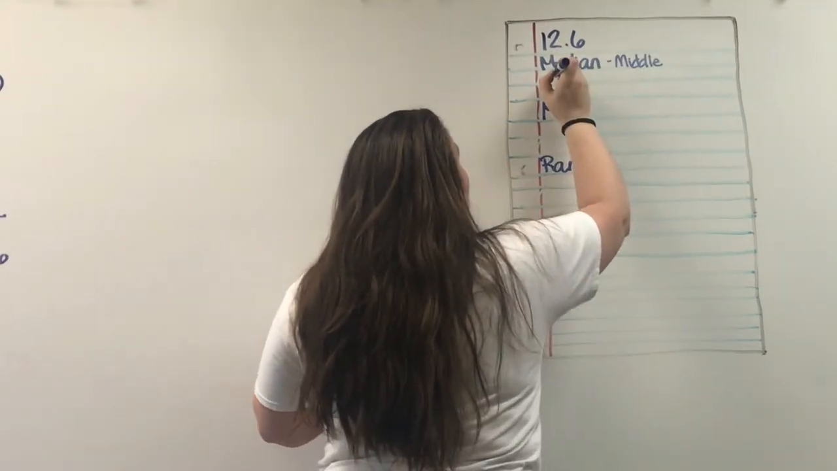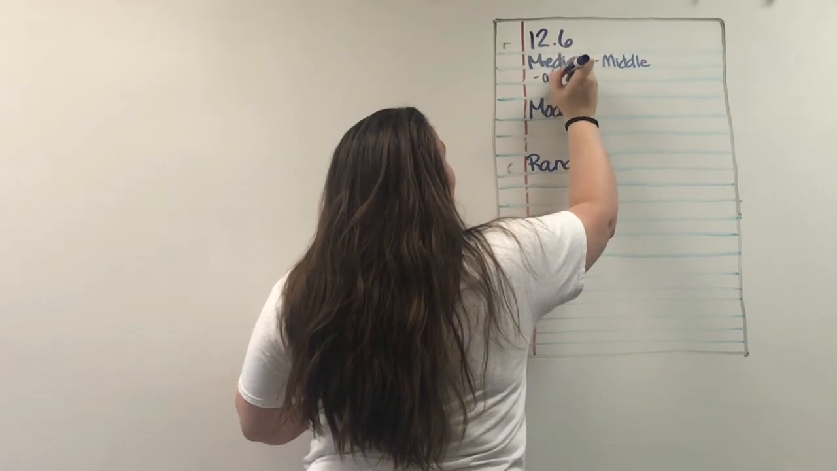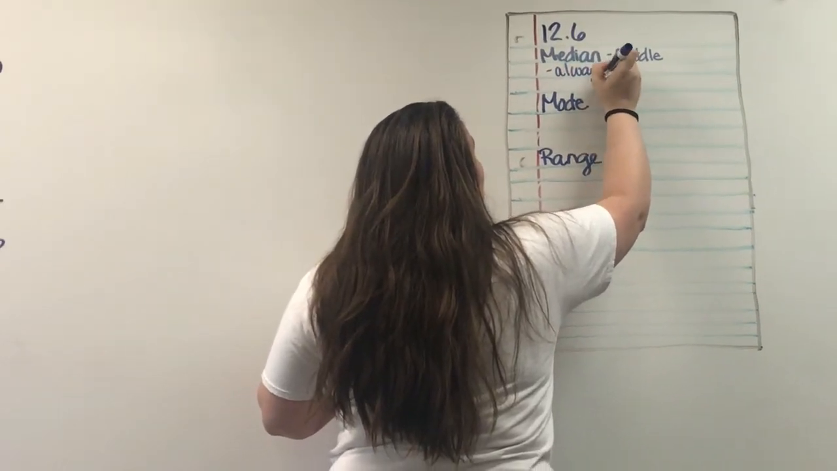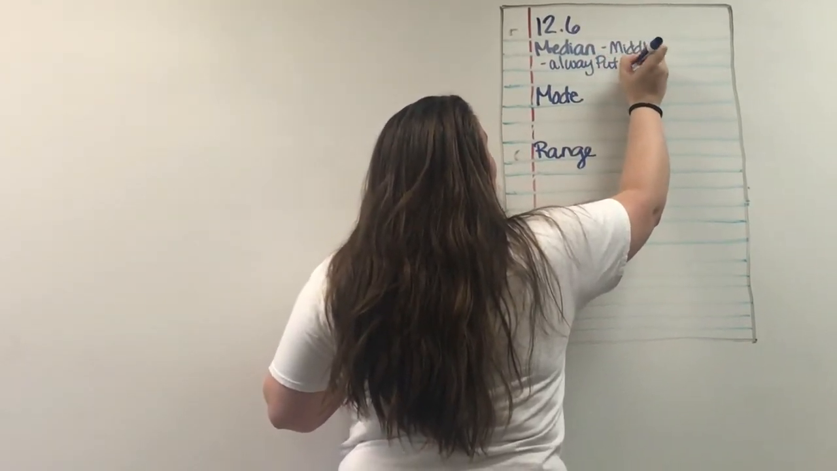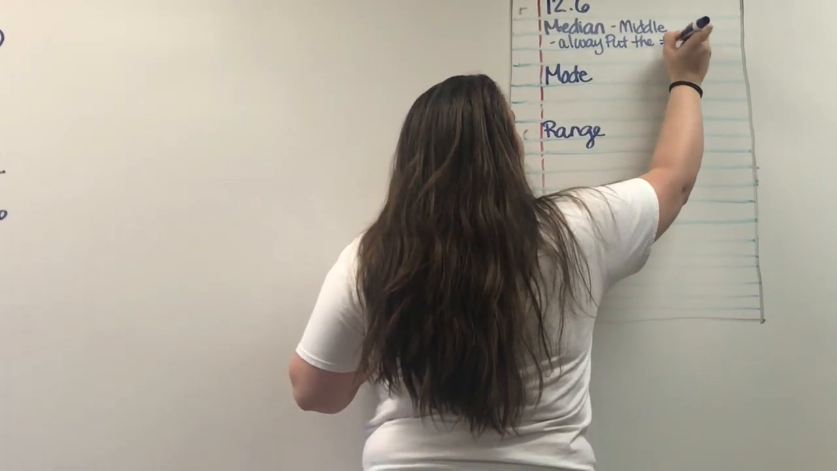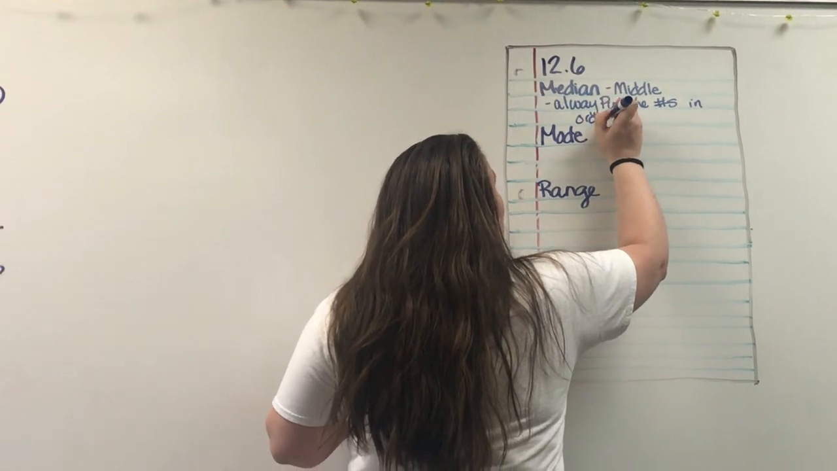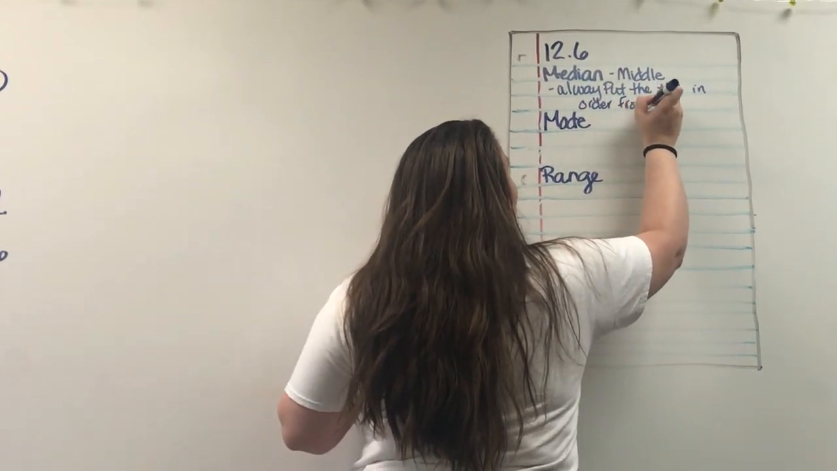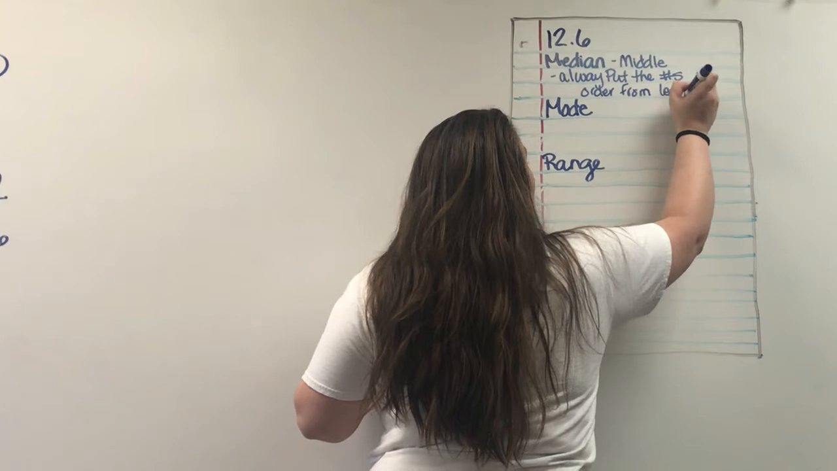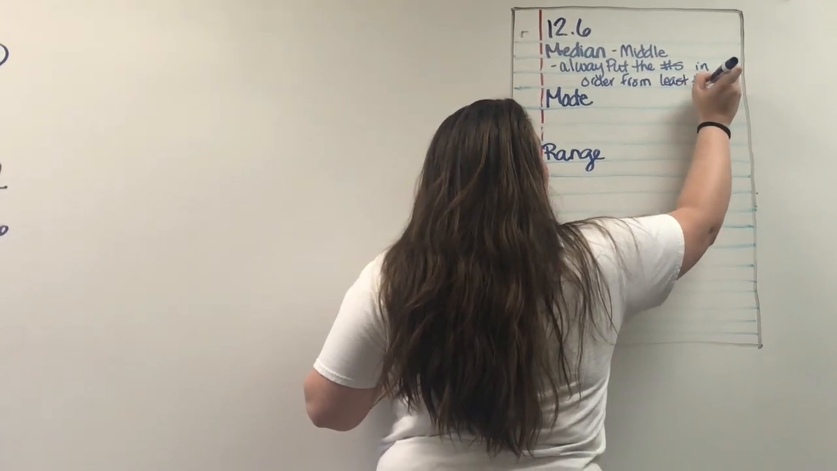And the rule for median is always put the numbers in order from least to greatest.